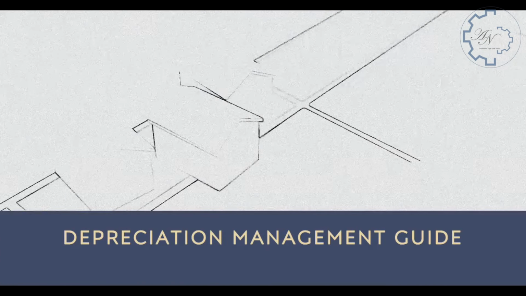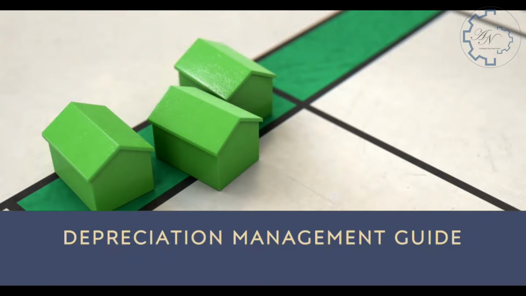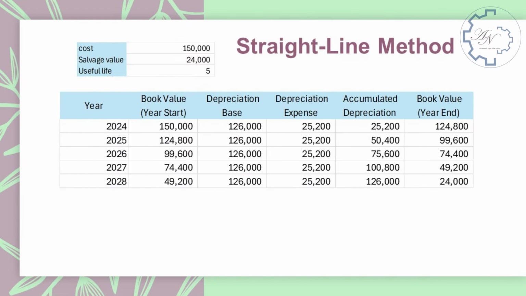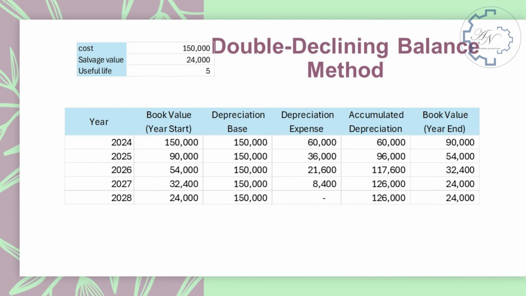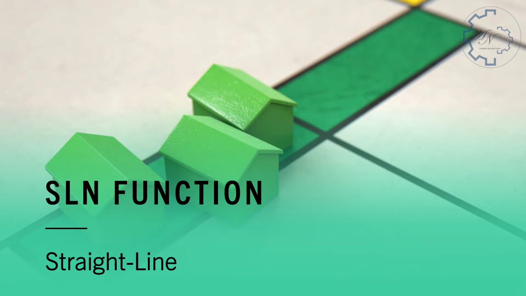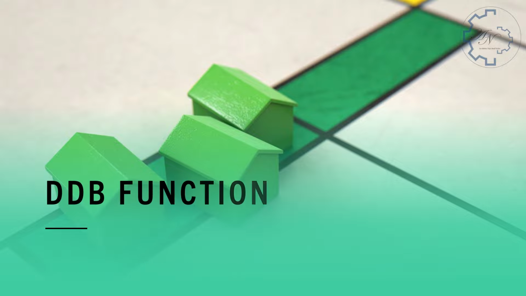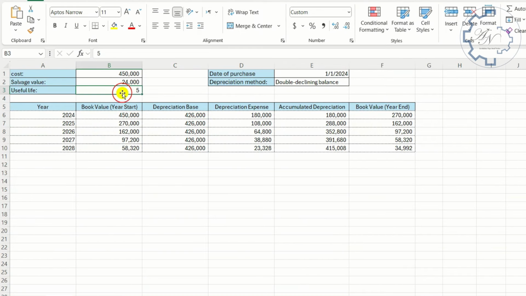Are you managing fixed assets in your business but feeling a bit lost when it comes to depreciation? Fear not. In this video, I'll guide you through the process step by step. Whether you're a beginner or an Excel enthusiast, we've got you covered. Let's break it down. In this video, we will use Excel functions for depreciation, SLN for straight line depreciation, SYD for sum of the year's digits, DDB for double declining balance, and we will create your depreciation dynamic table.